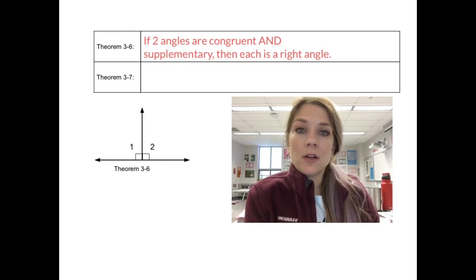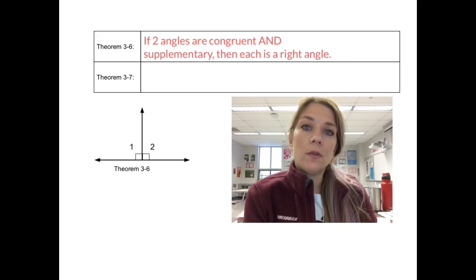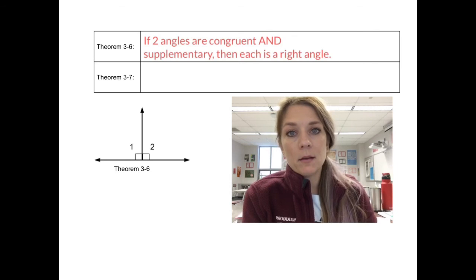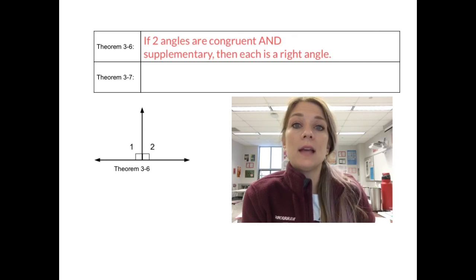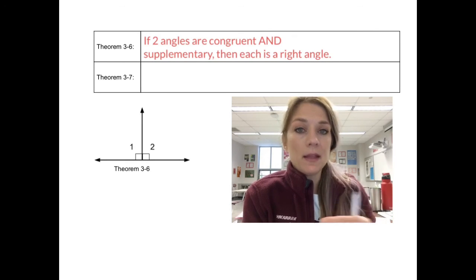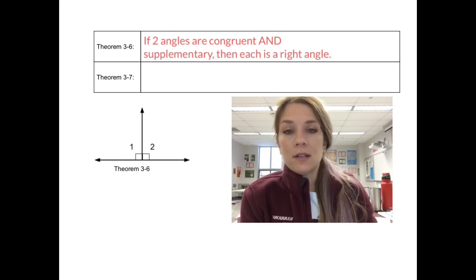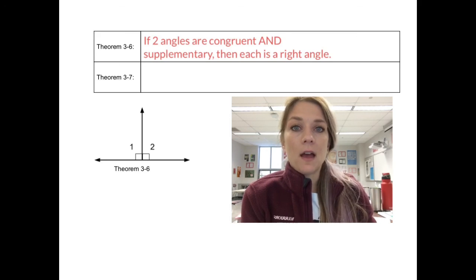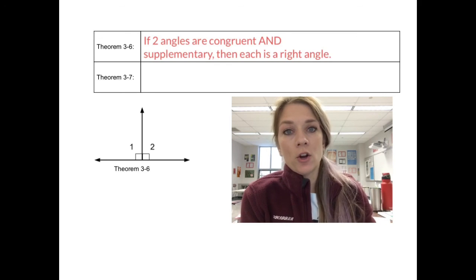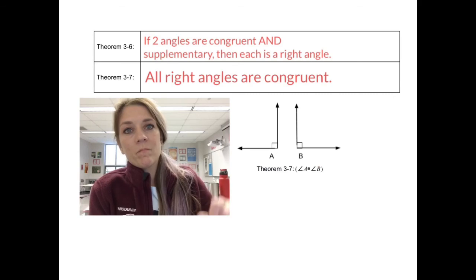Another theorem from this section is that if you are told that two angles are congruent and supplementary, that automatically makes them right angles, because the only way to add to equal 180 and be the exact same value is if they have to each equal 90 degrees. So that's just using some reasoning to get to the fact that that has to be true. If they are congruent and supplementary, then they have to each equal 90 degrees.